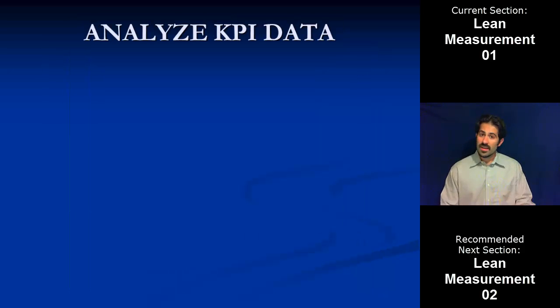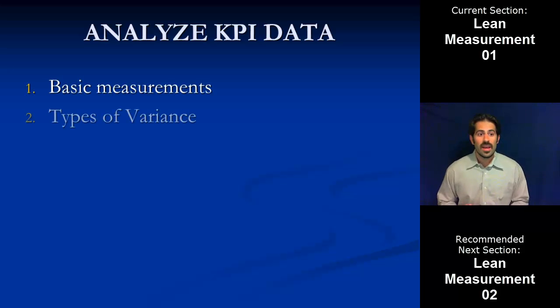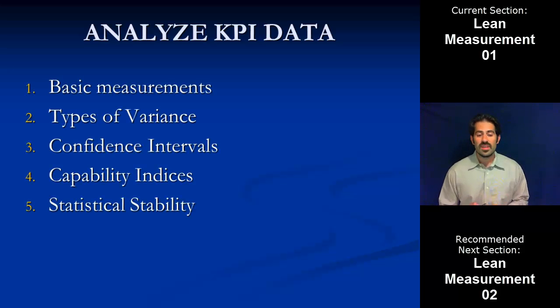So once we've created them, now we need a smart way to actually analyze it, to look at that data and be able to make smart decisions based off what it's telling us. To do that, there are a couple of discussion topics that we're going to hit on. The basic measurements, looking at different types of variance. Then these two ideas of confidence intervals and capability indices are pretty important.